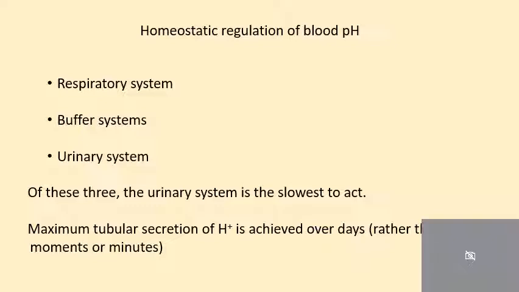And so when we get to the respiratory system, we will return to the regulation of blood pH. But for now, please know that of these three systems that all contribute, the respiratory system, buffer systems, and the urinary system, the urinary system is slowest to act. It takes some time to ramp up to the maximal rate of tubular secretion of hydrogen ions. The cell can synthesize additional hydrogen ion pumps, can synthesize those proteins, and can insert them into the apical plasma membrane. However, that takes time. That takes hours and days to achieve maximum secretion rate.